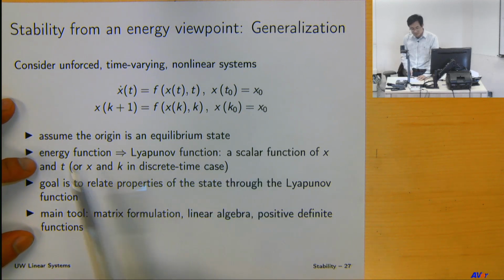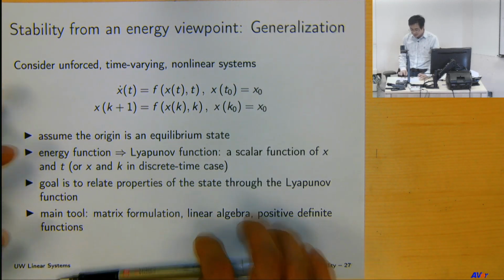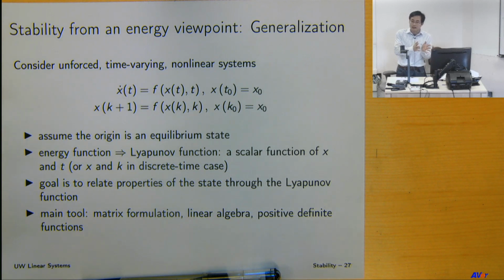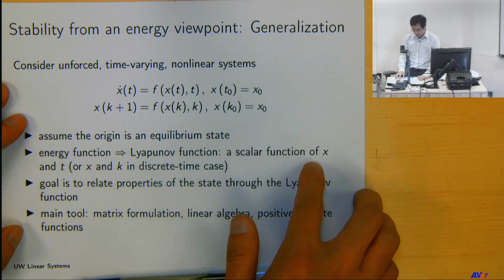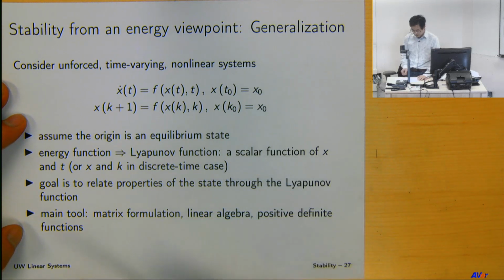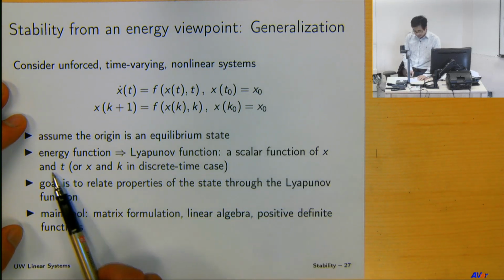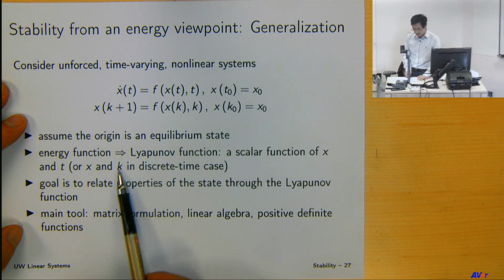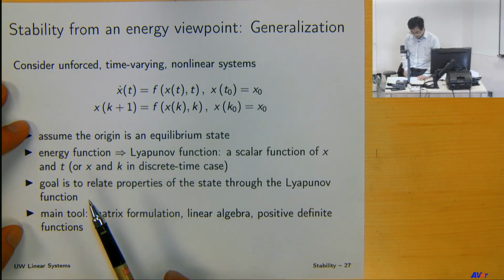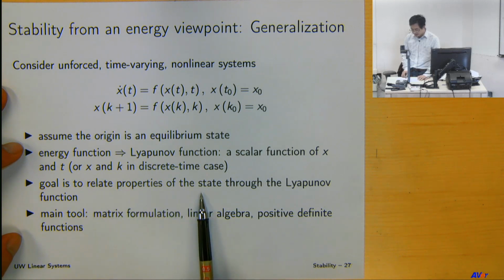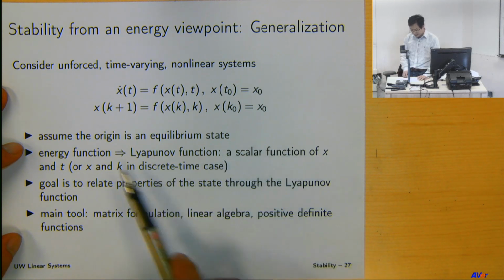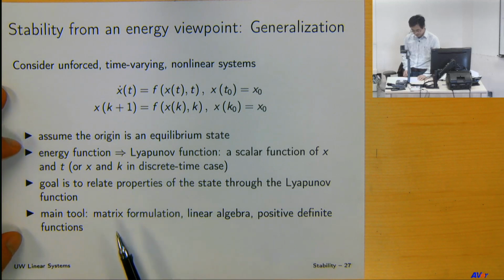So it's a description similar to a general function. It's a scalar function, right? You have a state, maybe with multiple elements in the state vector, but you only consider a scalar function of the state. In continuous time, it's x and t. In discrete time, it's x and k, where k is the time index. We will be talking about properties of the state by looking at this energy-like Lyapunov function.